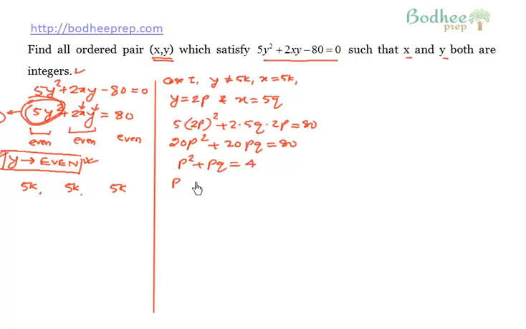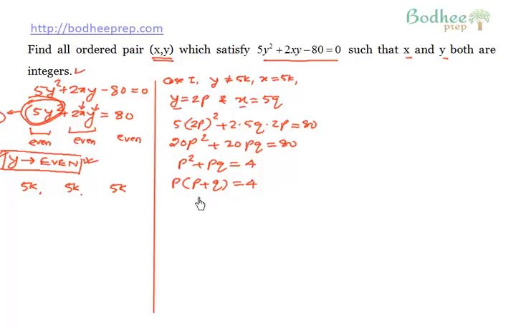Now this can be factorized as p(p + q) = 4. Remember that if the values of p and q are integers, we will be getting the corresponding values of x and y, because we have taken y as 2p and x as 5q. So the number of pairs (p, q) will be the number of pairs of (x, y) respectively.